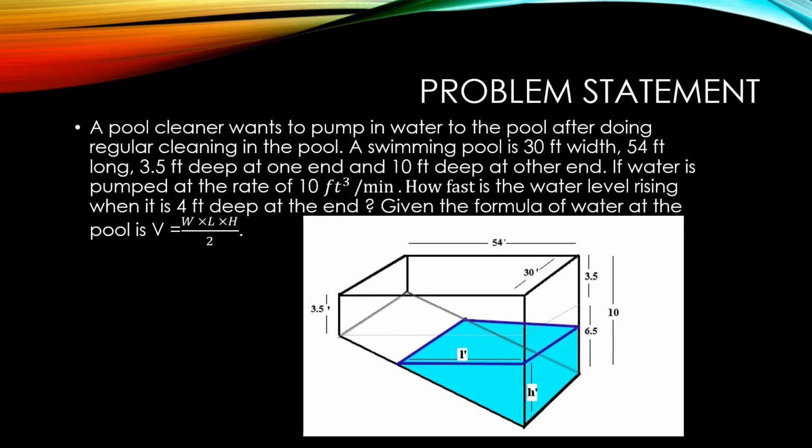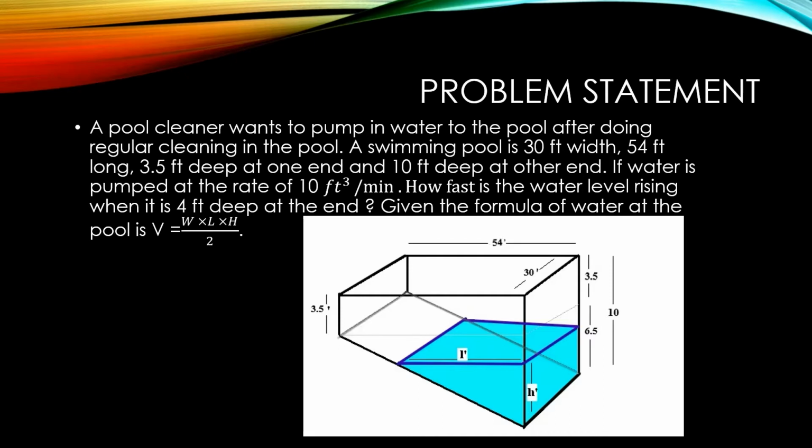A pool cleaner wants to pump water into the pool after doing regular cleaning. A swimming pool is 30 feet wide, 54 feet long, 3.5 feet deep at one end, and 10 feet deep at the other end. If water is pumped at the rate of 10 feet cubed per minute, how fast is the water level rising when it is 4 feet deep at the end? Given the formula for the water in the pool, the volume equals width times length times height over 2.